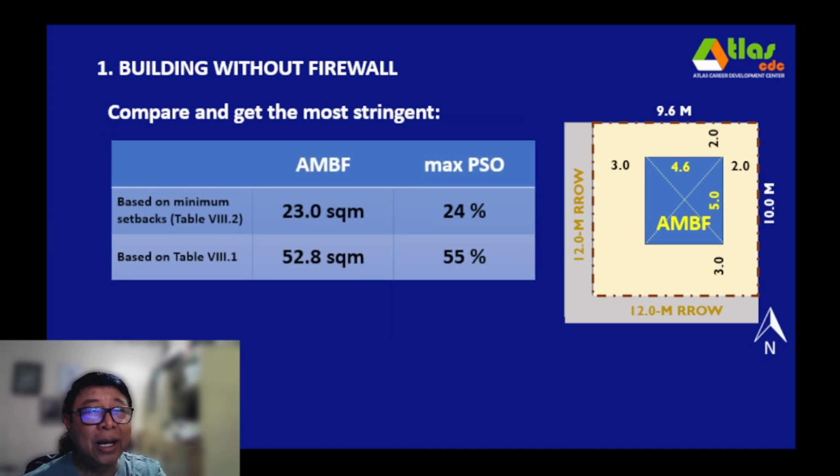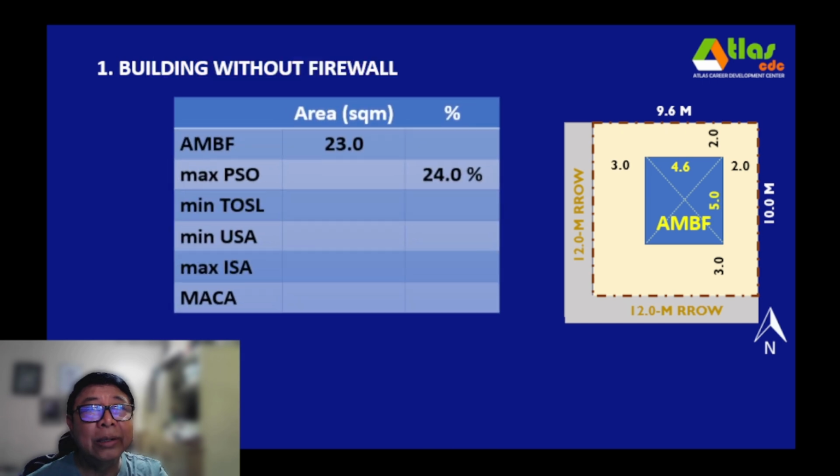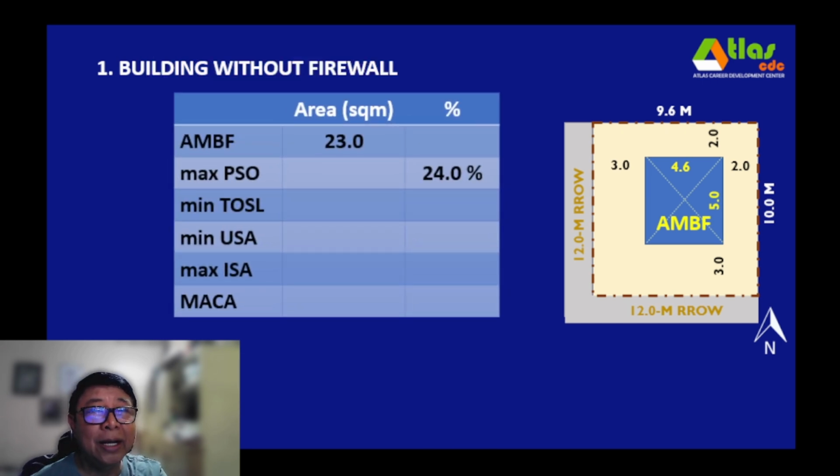One is based on the minimum setbacks using table 8.2 and the other one is based on table 8.1. So we compare these two values, and the most stringent will be our final answer for the AMBF and the maximum PSO. And so it is based on the minimum setbacks which prevail. And so our computation now for the AMBF and the maximum PSO, our final answer will be 23 square meters for the AMBF and the maximum PSO is at 24%.